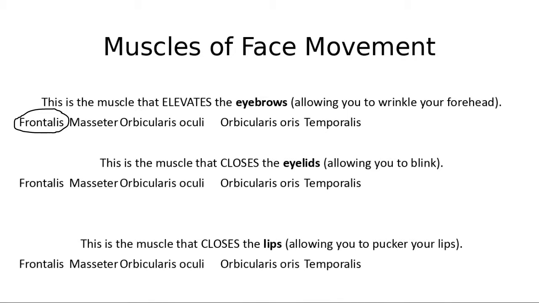Okay. When we talk about closing the eyelids, we want something that squeezes them shut. My one muscle that squeezes them shut is the one that makes a circle around the eyeball. Yeah, so this is orbicularis oculi, squeezing the eye shut. When we're squeezing the lips shut, again, that's going to be an action of a circular muscle, right? So that's a job of orbicularis oris. So we pucker our lips or we close them.